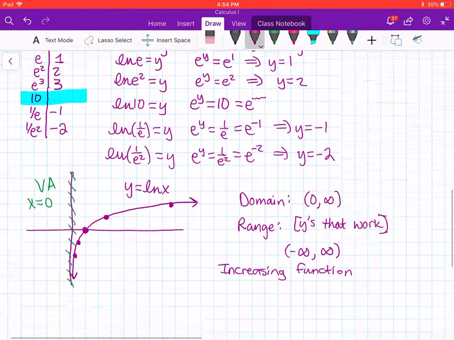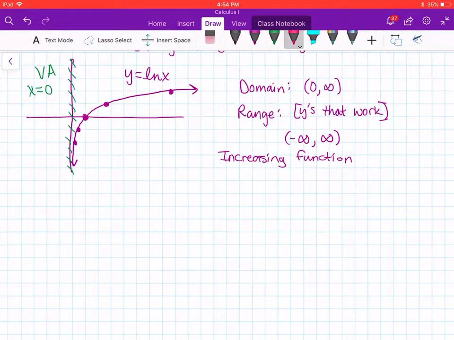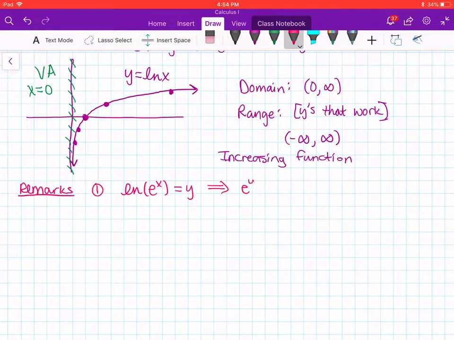Okay, so let's do some remarks. Number 1: what is the natural log of e to the x? We can actually figure this out. If you're doing this at home, I want you to pause the video and try to figure it out. What is y? So we're going to put it in the exponential form. We get e to the y equals e to the x, and so that says that y equals x.